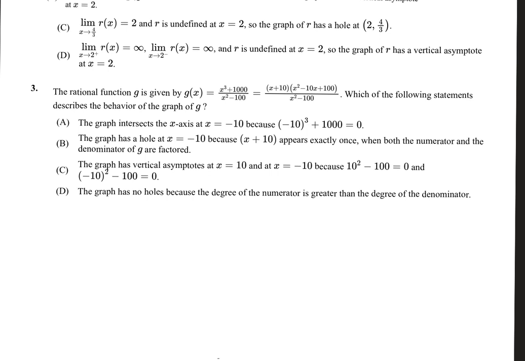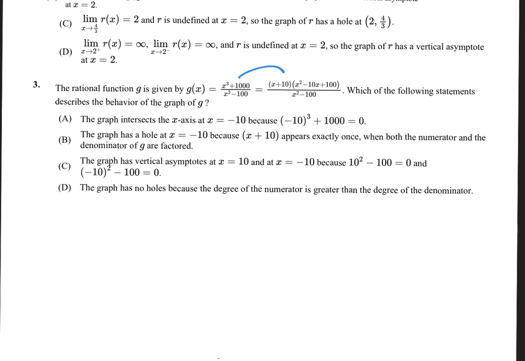Okay, looking at number 3, it says the rational function g is given by x to the third plus 1,000 over x squared minus 100, which is broken down for you. So they actually broke this down by factoring that perfect cube. Perfect cubes are something that you definitely need to review. So remember, you would cube root, and then it's the SOAP when you expand it. So it'd be x plus 10 and x squared, change the sign so it's the opposite, 10x, and then make it positive 100. And that would go over x plus 10 and x minus 10.